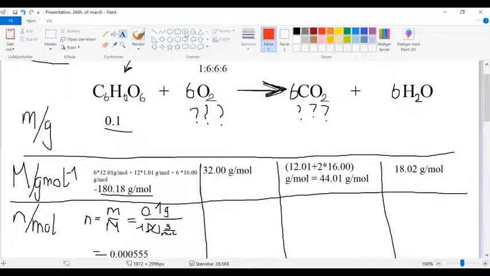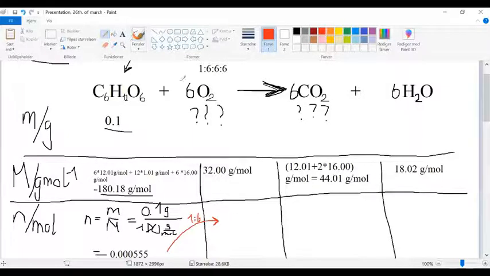So if I just draw a line here. We know that the ratio of the reaction between the two reactants is 1 to 6. So one glucose molecule reacts with 6 dioxygen molecules.